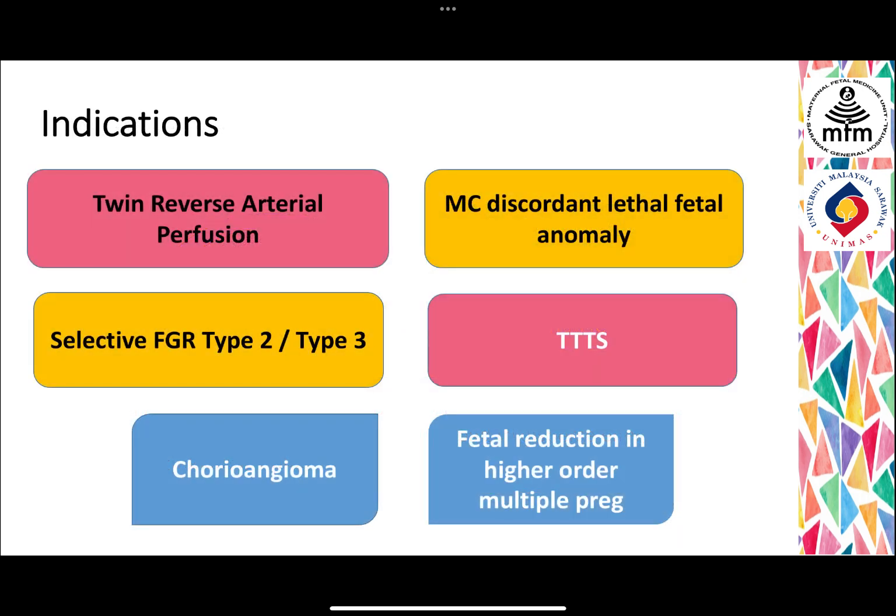These are some of the indications of RFA, largely for selective feticide in monochorionic twins. Now, unlike in dichorionic twins, the use of intracardiac potassium chloride in monochorionic twins is contraindicated due to the transplacental passage of KCl to the co-twin. In singleton pregnancies, it has also been used as a treatment option in giant chorioangiomas.